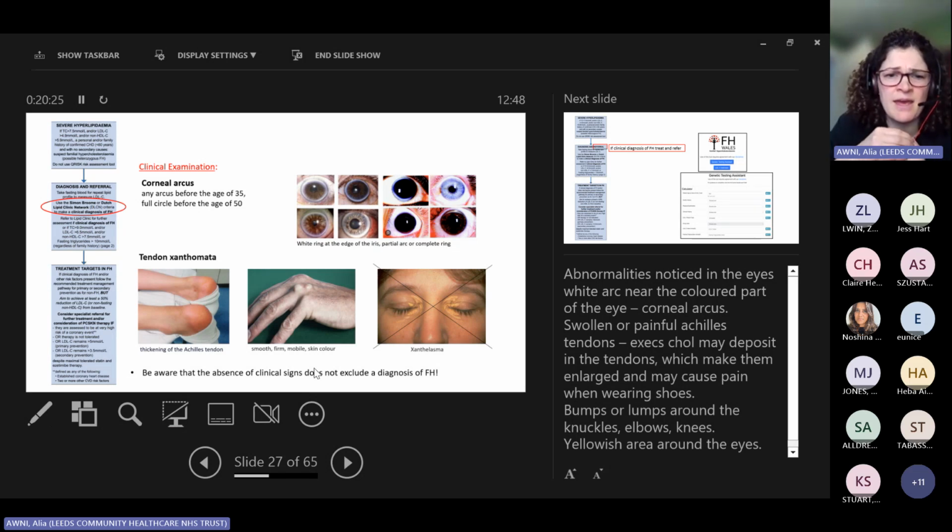So we're looking for small lumps or bumps, in normal skin color. It's not painful. It's usually mobile, so it moves. And that clarifies a few more things. When I'm asking the questions, xanthelasma is not the one that I am looking for. It is the yellowish area around the eyes, but this one is not needed in the Simon Broome criteria or in the Dutch scoring. Be aware, it's very important that the absence of these clinical signs does not exclude a diagnosis of FH.